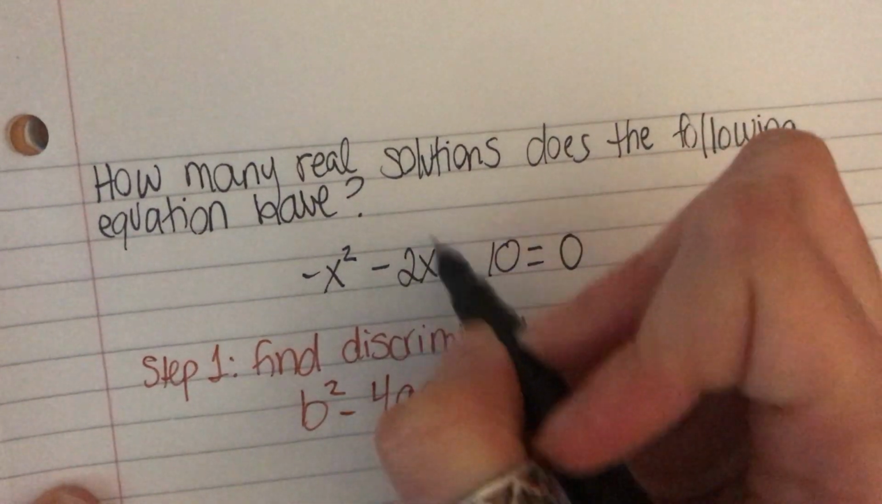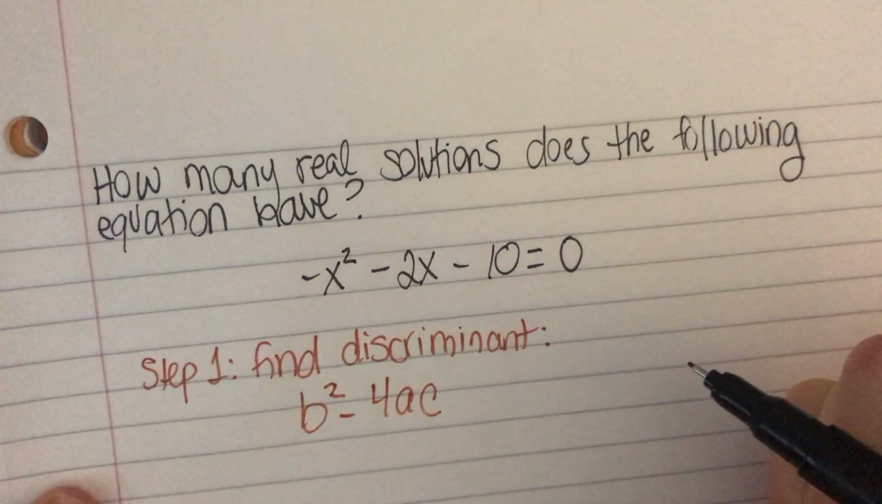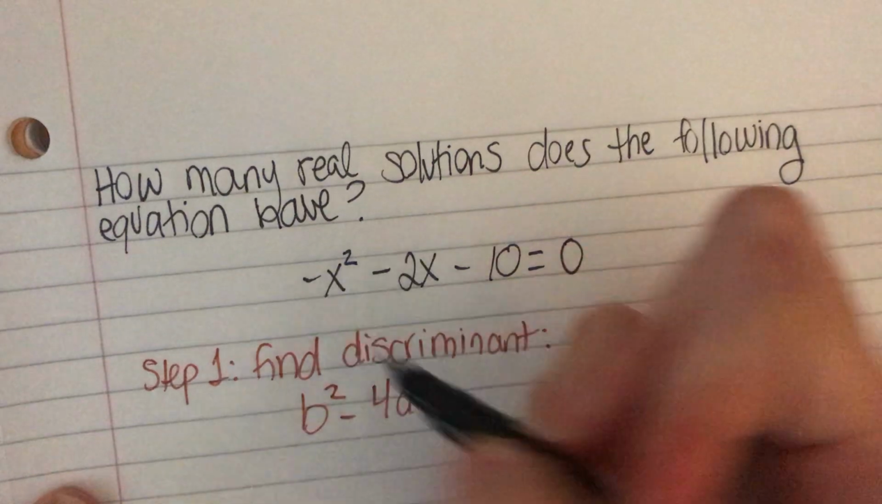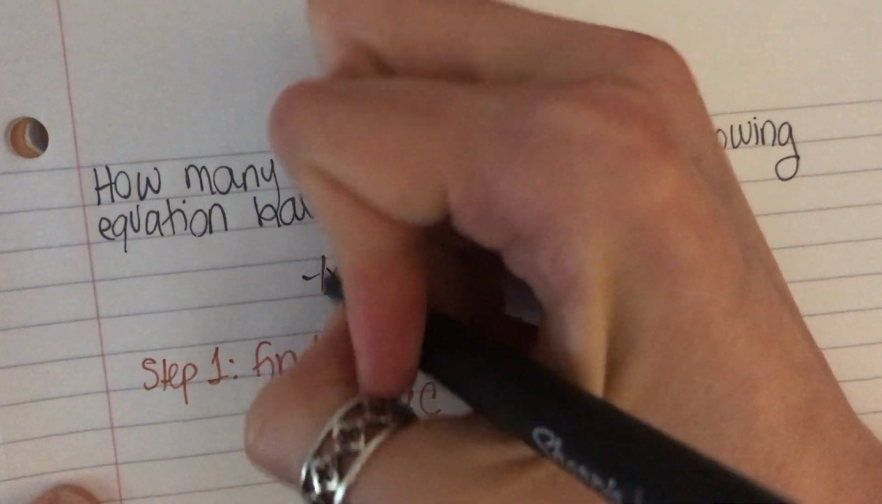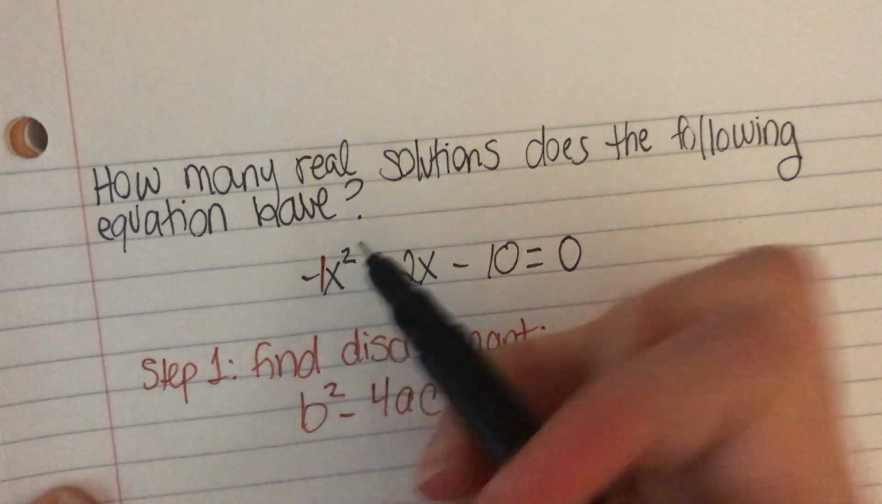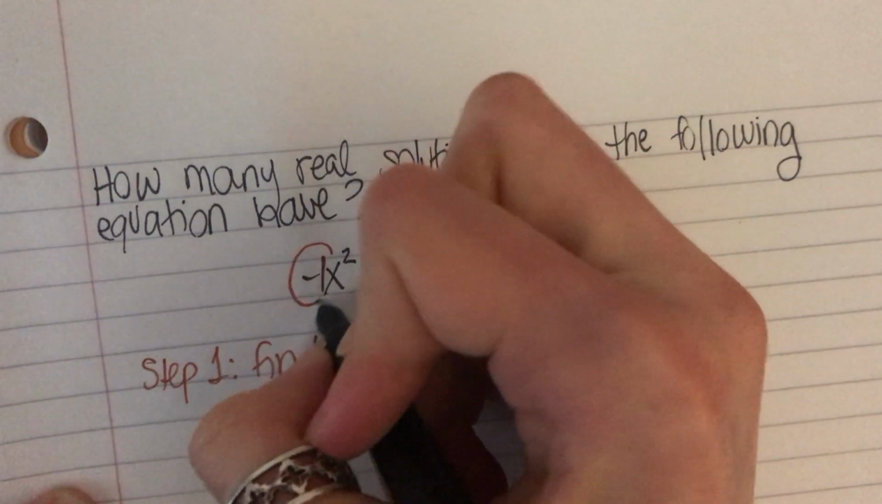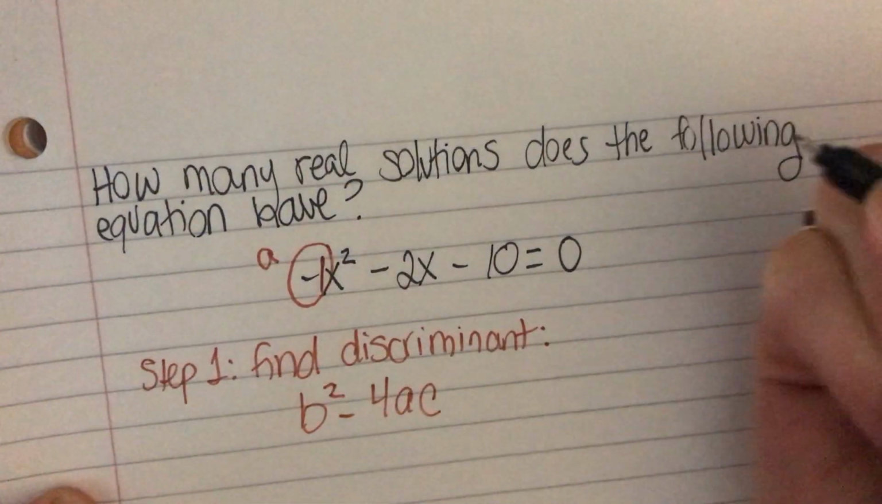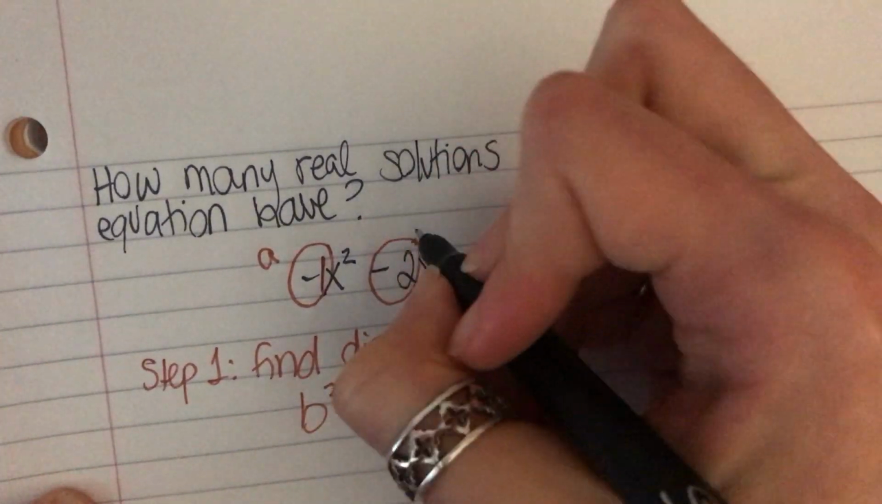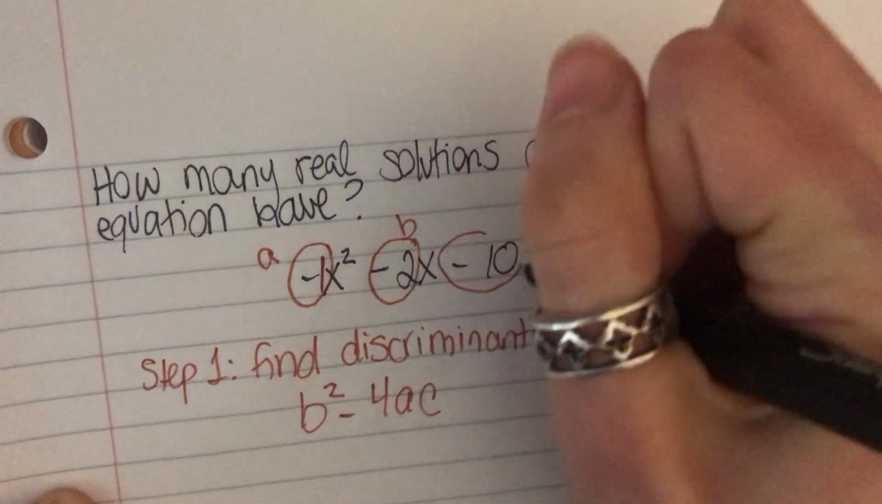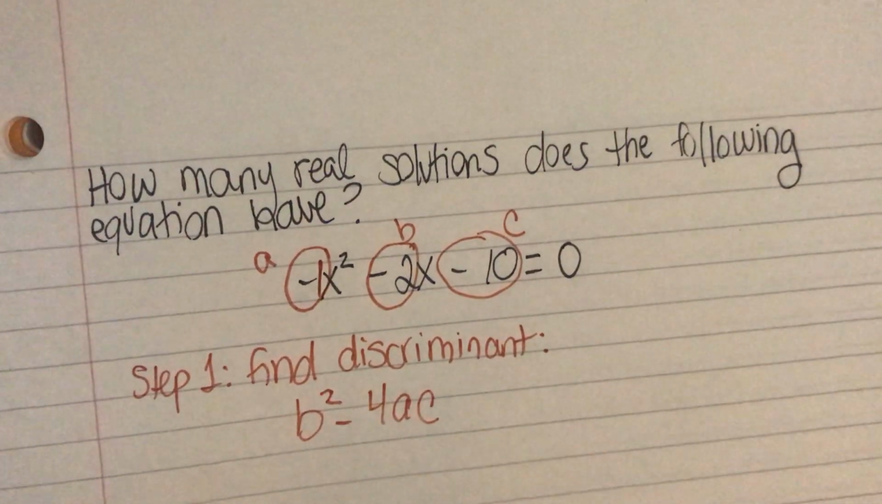If we look up here, we can go ahead and label what a, b, and c are. Look at this negative right here. There's no number out in front of our variable, so we know it's a 1. This negative sign makes it a -1. So -1 is going to be a. -2, being really careful to keep that negative there, will be b. And -10 will be c.